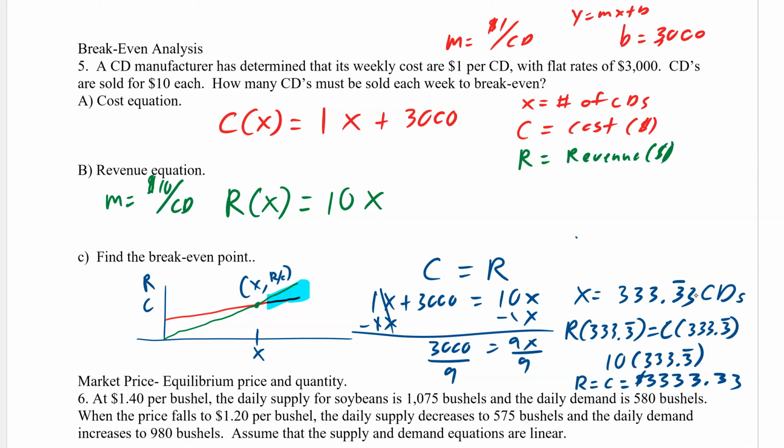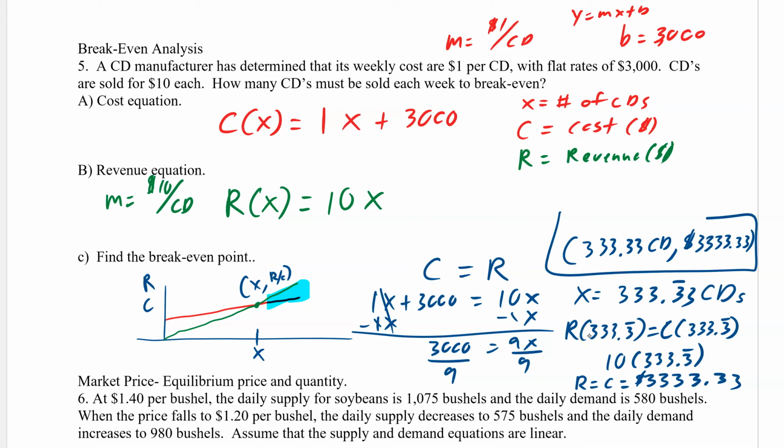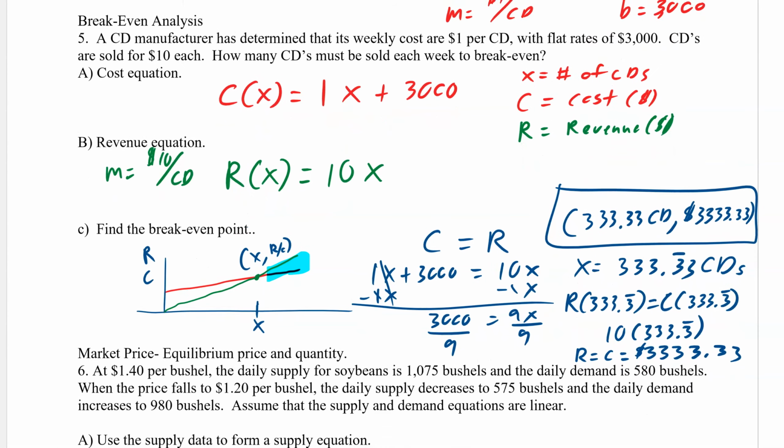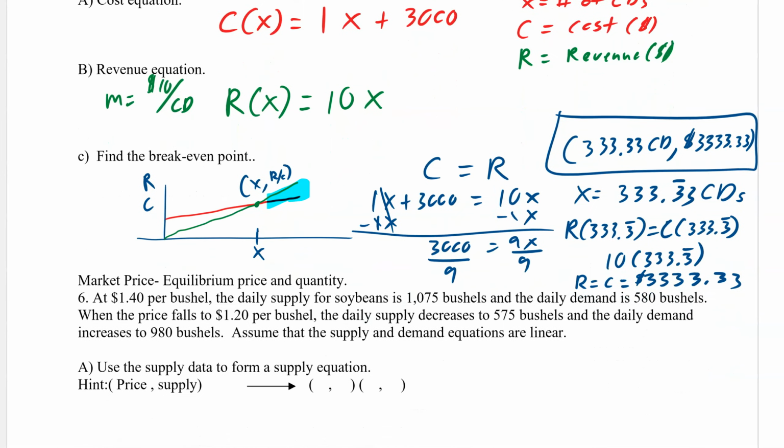So our point for break-even is 333.33 CDs and $3,333.33. See, so if we were to plug that number as well into here, you would see that 1 times 333.33 plus 3,000. So same exact number. That's where they break even. And so this is what we're looking for. So that's break-even analysis. So you make two equations, set them equal, and solve.